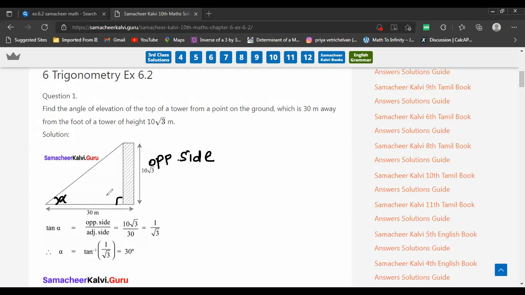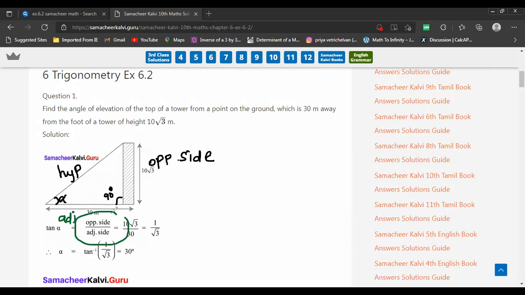And you'll be able to notice a 90 degree over here. Here it creates a right angle, isn't it? It's a right angle triangle. So the side whichever lies opposite to the right angle is known as hypotenuse. So this side is going to be hypotenuse. Look at the bottom. The bottom is going to be the adjacent side.